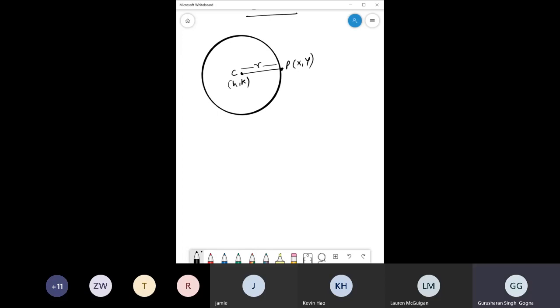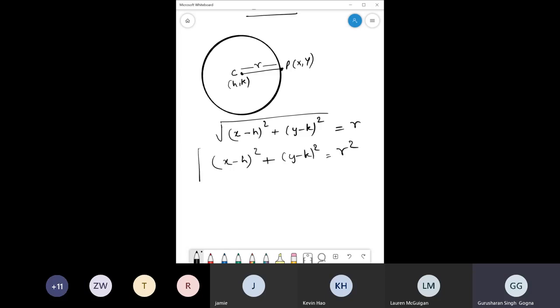Okay, and you already know how to find out the distance between 2 points. So the distance between 2 points P and C, you can find out using the distance formula. So what is the distance formula? x minus h whole square, if you apply between these 2 points, plus y minus k whole square. This will give you the distance, equal to the radius of the circle. And if you square both sides, you will get (x minus h) whole square plus (y minus k) whole square equal to r square. This is the equation of the circle.